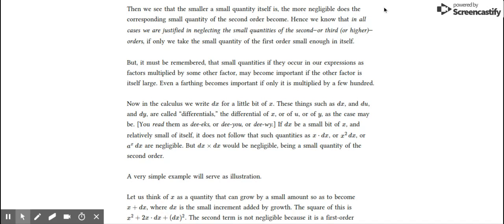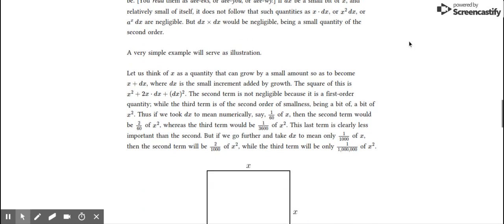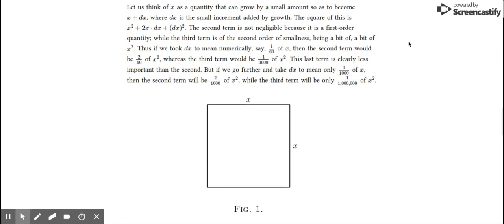A very simple example will serve as illustration. Let us think of x as a quantity that can grow by a small amount so as to become x plus dx, where dx is the small increment added by growth. The square of this is x squared plus 2x dx plus dx squared. The second term is not negligible because it is a first-order quantity, while the third term is of the second order of smallness, being a bit of x squared.